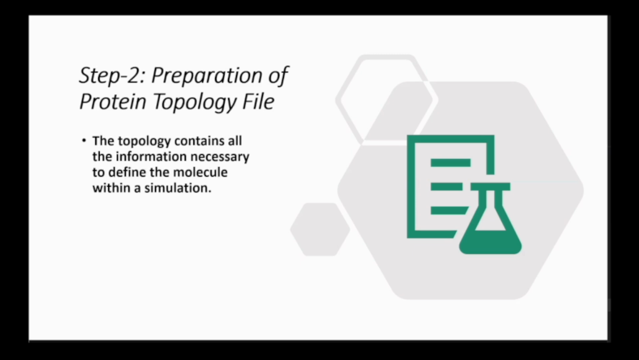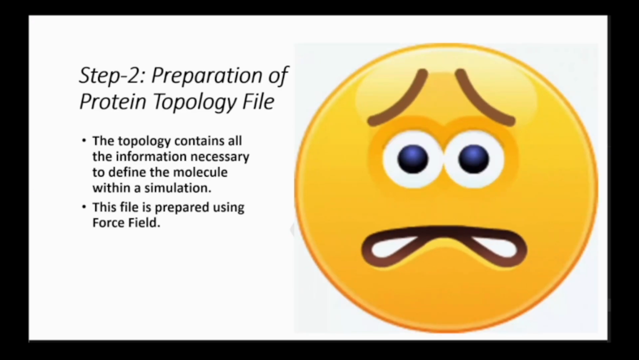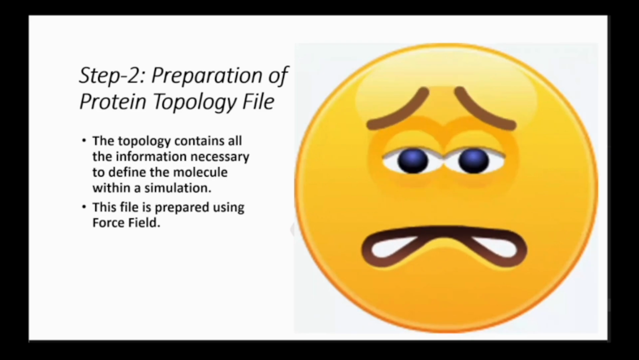Let's say that in your protein there are 1,000 atoms. So you will have an idea about each atom's mass, the force which is going to be exerted on each atom, and the initial position of each atom. Everything will be there. So that is actually going to be the topology file. This file is going to be the heart of your molecular dynamics simulations. Now, the topology file is normally prepared using force fields.